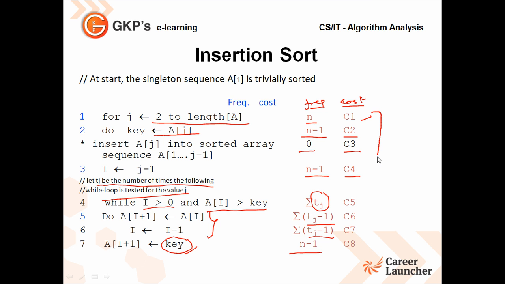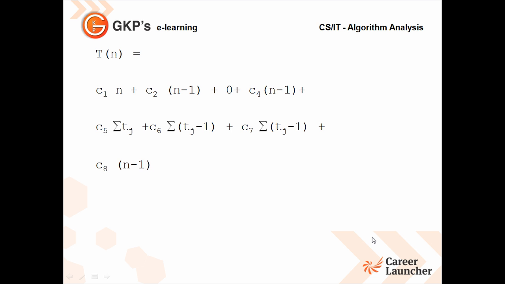We add all these to get the total cost of this algorithm. So when we add this, we get C1n plus C2 times n minus 1 plus 0 plus C4 times n minus 1 plus C5 times the sum of tj, plus C6 times the sum of tj minus 1, plus C7 times the sum of tj minus 1, plus C8 times n minus 1.